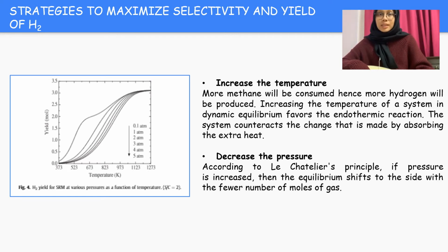The second point is to decrease the pressure. It is also shown that as the pressure decreases, the yield of hydrogen increases. According to Le Chatelier's principle, if pressure is increased, then the equilibrium shifts to the side with the fewer number of moles of gas. But if the pressure decreases, the equilibrium shifts to the side with more moles of gas.